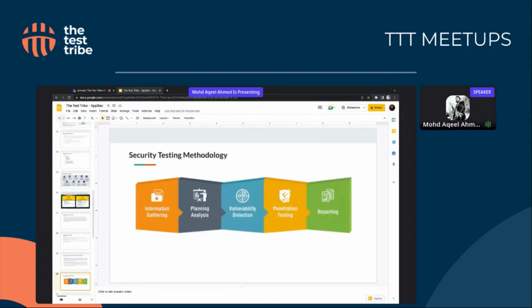This is the methodology that we generally follow. Information gathering: whatever type of testing you are doing, whether mobile application testing, web application testing, or network penetration testing, the first stage of security testing is information gathering. You gather all the information.